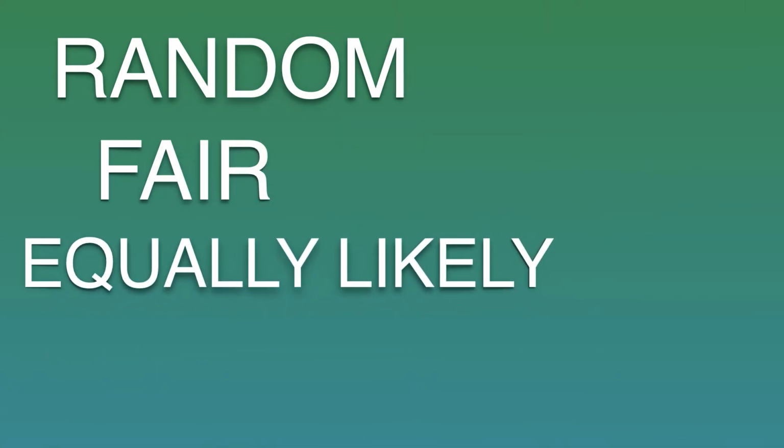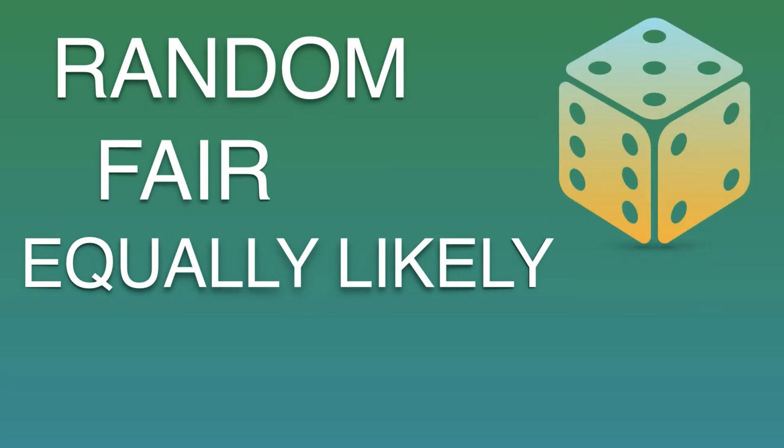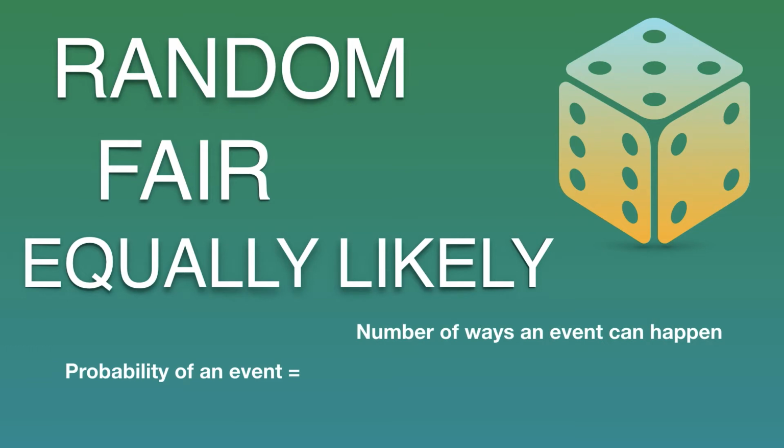We often use words like random or fair to denote that the events are equally likely. For example, we could say that a dice is fair, which means that all the numbers on the dice are equally likely. Or we may say that a person is randomly chosen from the class, which means each person is equally likely to be picked. The probability of an event is a measure of how likely it is to happen. When the outcomes are equally likely, it is given by dividing the number of ways the event can occur by the total number of possible outcomes.